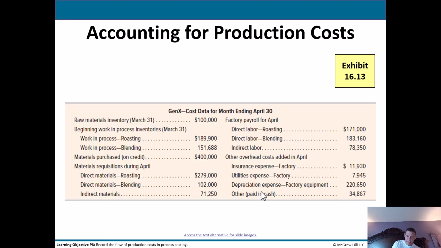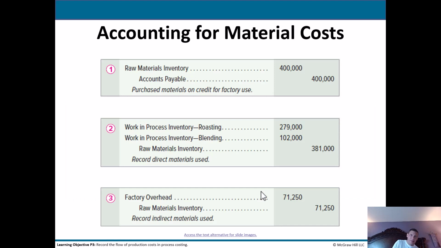And then the next thing we're going to talk about is accounting for the material costs. This is just the journal entries that would record some of these transactions. You can see down here in the italics, it says what it's for. Purchase materials on credit for factory use. They debited, or increased, raw materials inventory, and they credited accounts payable.